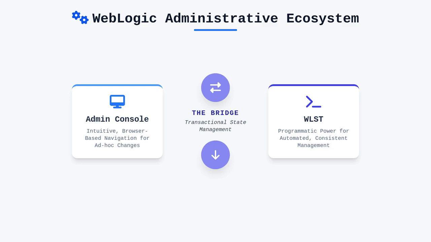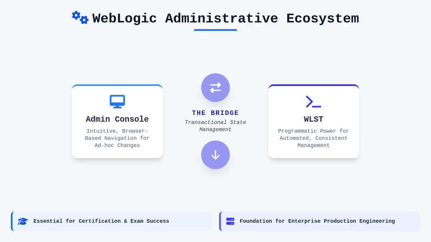By the end of this module, you will understand how to transition from manual ad hoc configuration to automated, consistent management, which is a prerequisite for passing the exam and succeeding as a production engineer. These skills are the foundation for every other administrative task you will perform in an enterprise environment.